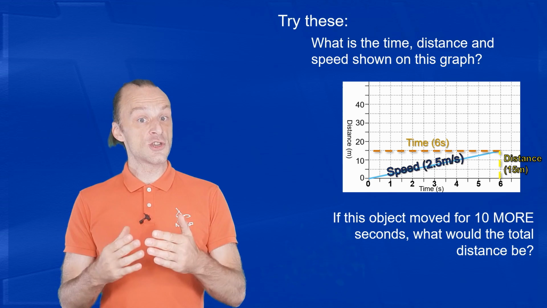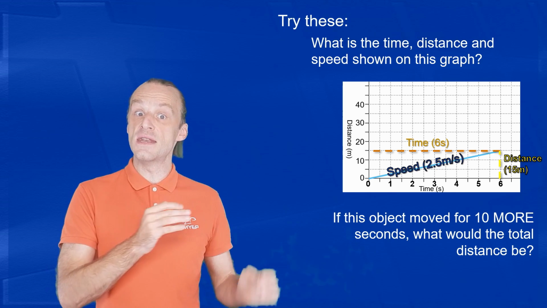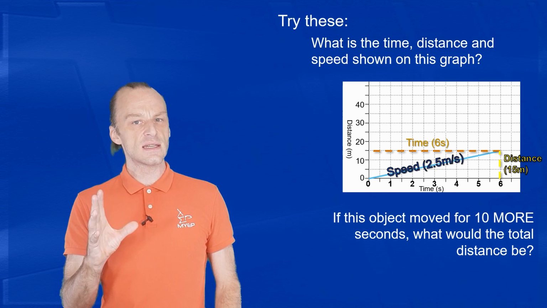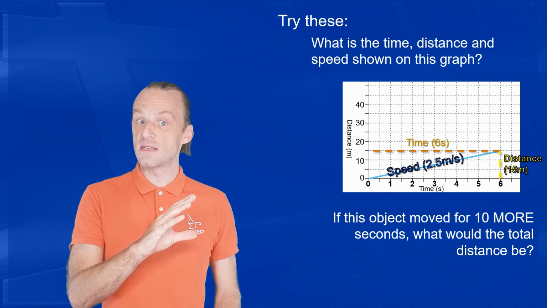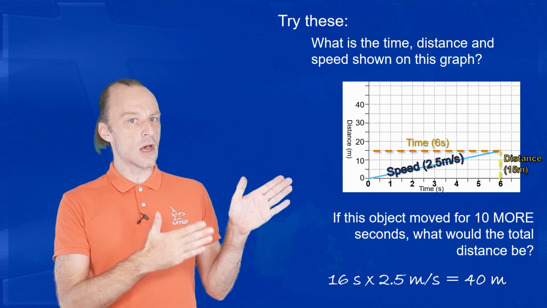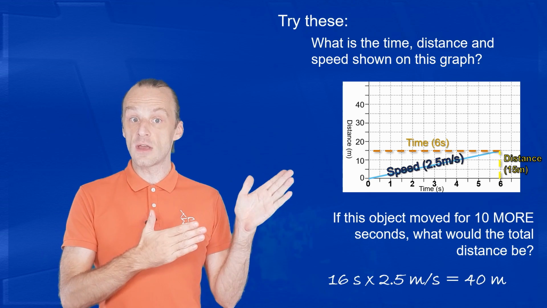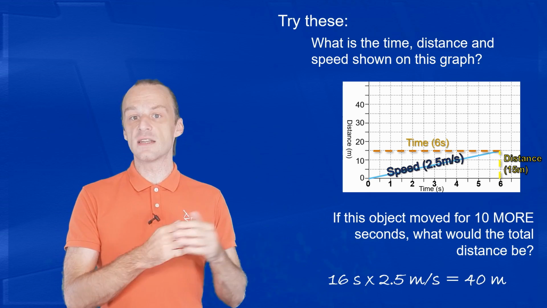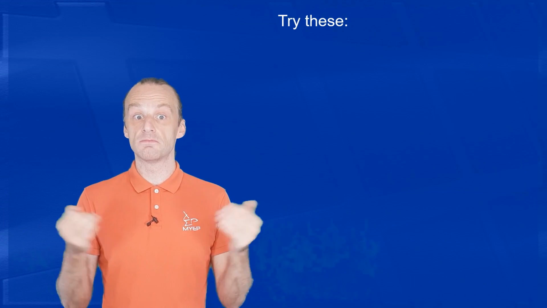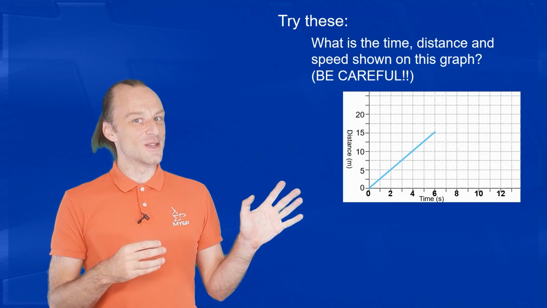And again, if this object moved for another 10 seconds, how far would it have moved altogether? So our initial 6 seconds plus another 10 seconds is 16 seconds. 16 seconds times 2.5 meters per second is 40 meters. So we can see that even though this object is moving for longer, it does not go as far as our last example because it is slower. This makes sense.